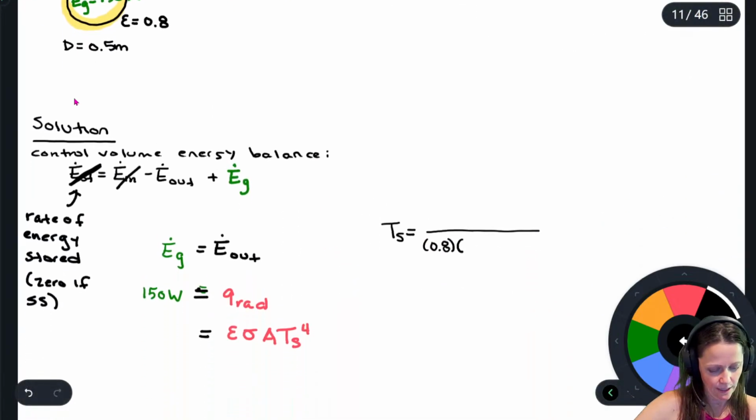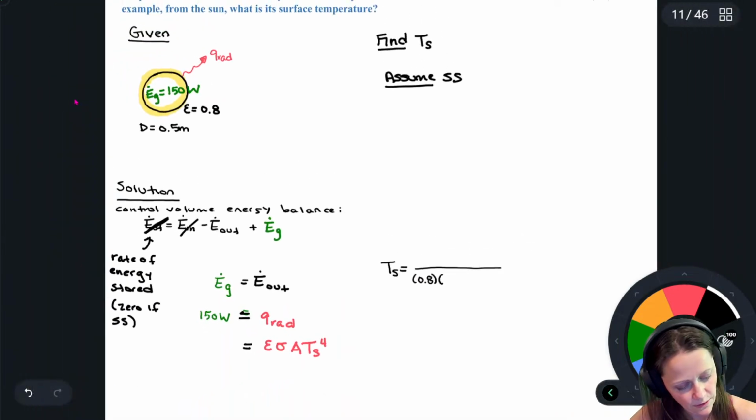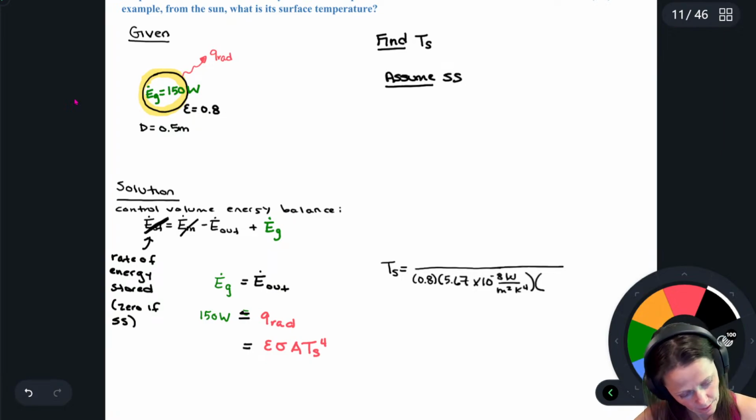All right. So I've got my emissivity 0.8, then I've got my Stefan Boltzmann constant 5.67 times 10 to the negative 8 watts per meter squared Kelvin to the fourth. And then my area, I'm going to put that 150 watts up here.